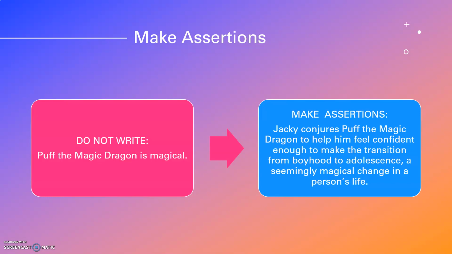So I just want you to notice the difference. A fact is Puff the Magic Dragon is magical. You cannot argue that. So the assertion statement is arguable. So you want to make arguable assertions. Jackie conjures Puff the Magic Dragon to help him feel confident enough to make the transition from boyhood to adolescence, a seemingly magical change in a person's life.